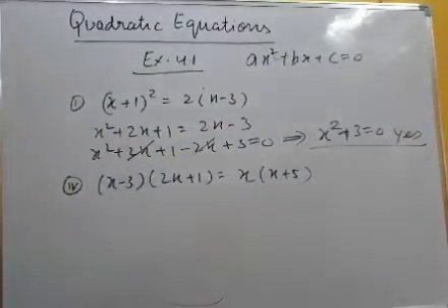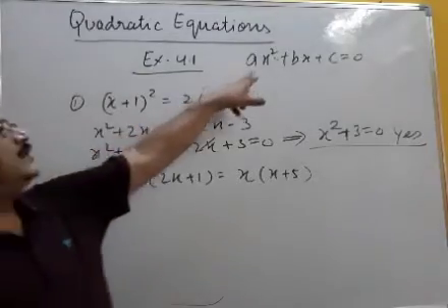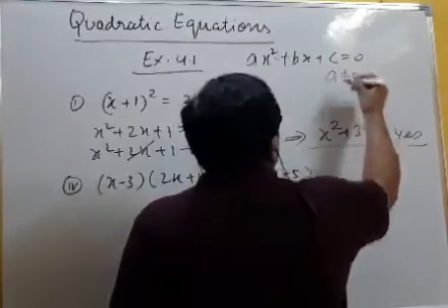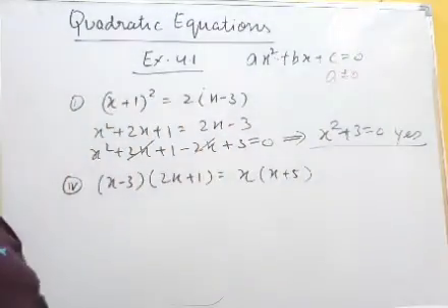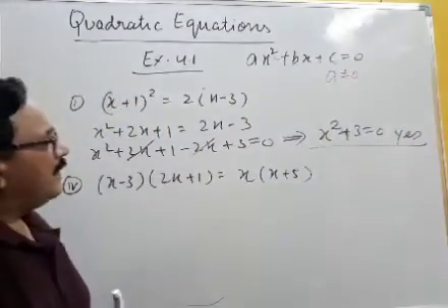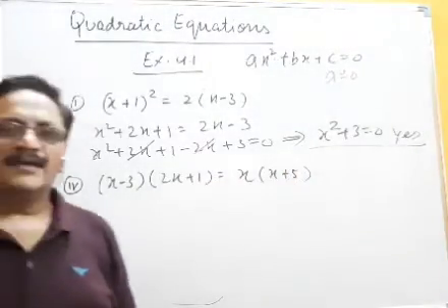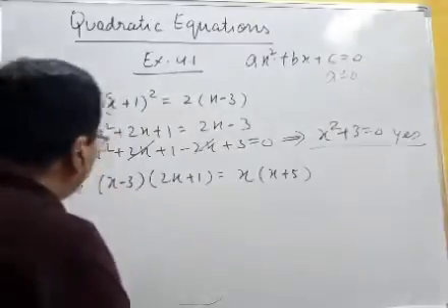You can see that, following this condition, the main thing is that a should not be equal to 0. It is maintained. B is 0, no problem, but a is not 0. A is what? 1. Quadratic. Clear? Now come to the next.